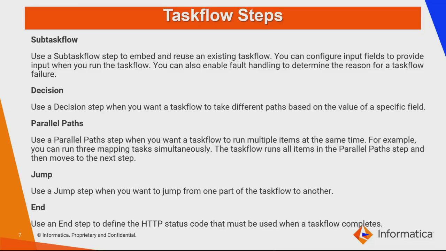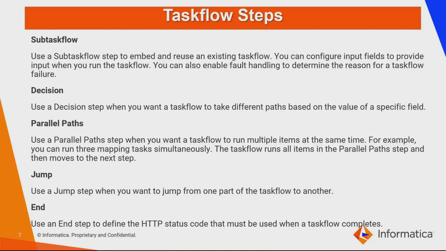Next is data decision. This is similar to an if-else or switch statement, which helps you to perform a selection control mechanism in a programming language. Use a data decision when you want a task flow to run a different path based on the value of a specified field.